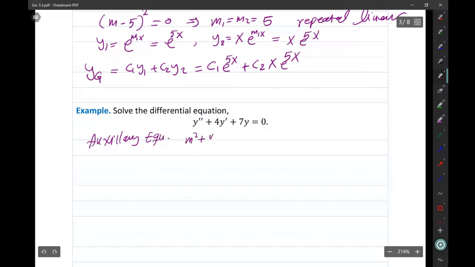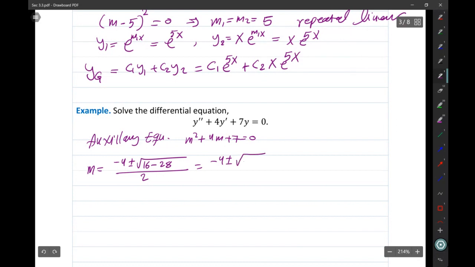It is m square plus 4m plus 7 is equal to 0. When you find m, it becomes minus 4 minus plus the square root of b square, which is 16, minus 28, divided by 2. That becomes minus 4 minus plus the square root of minus 12 divided by 2. That becomes minus 4 minus plus i, because the square root of minus 1 is i, times the square root of 12 divided by 2, which is minus 4 minus plus i times the square root of 12, which is 2 times 3, divided by 2.